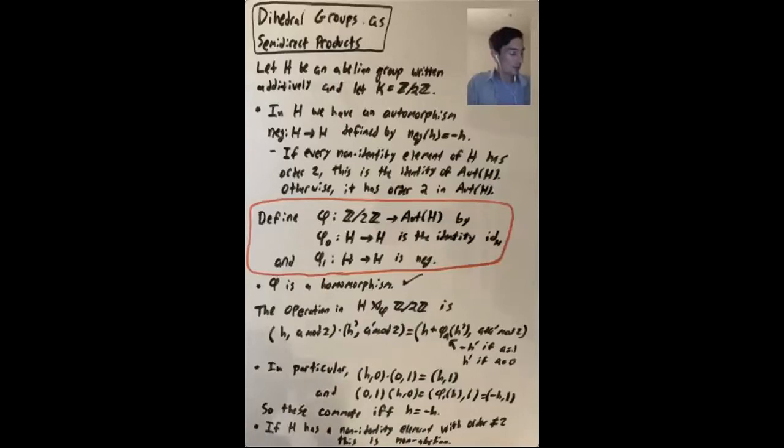And what's the order of this group? Well, it's the order of H times 2. So I'm going to pause and erase, and then we'll make a particular choice for H and see what we get.